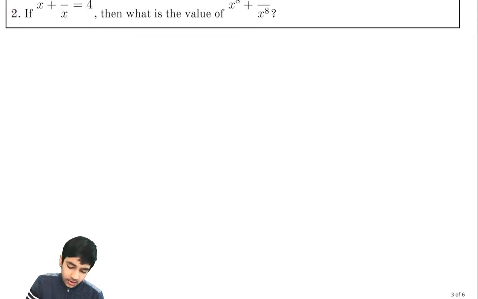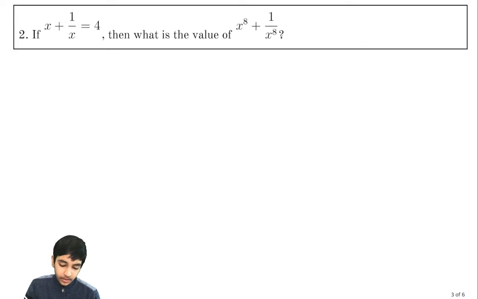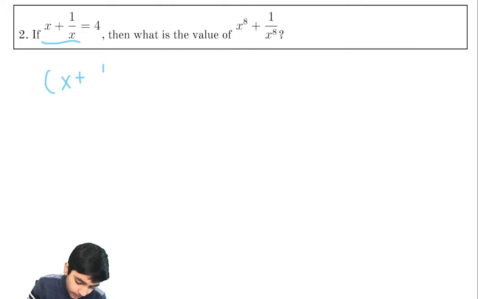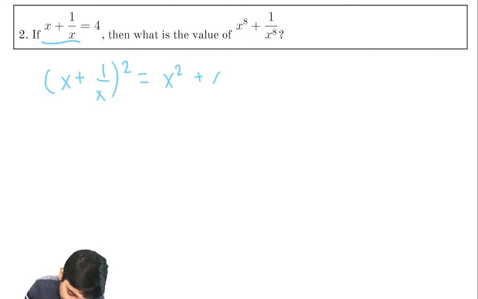Okay, so for the next problem, this is a trick that we covered in the class, remember? So for this, what we have to do is to square our expressions in order to get terms that we want. So firstly, let's do (x plus 1 over x) squared. If you do this, we get x squared plus x times 1 over x plus 1 over x times x plus 1 over x squared.